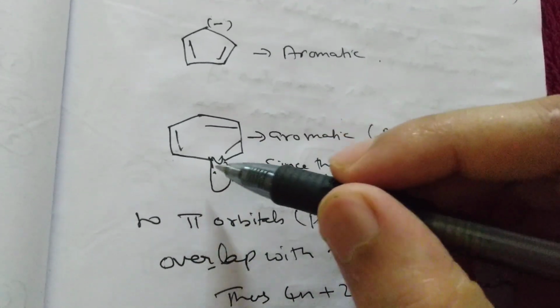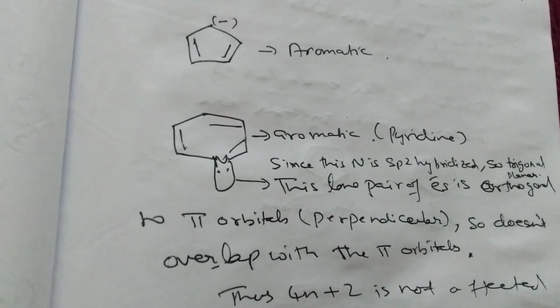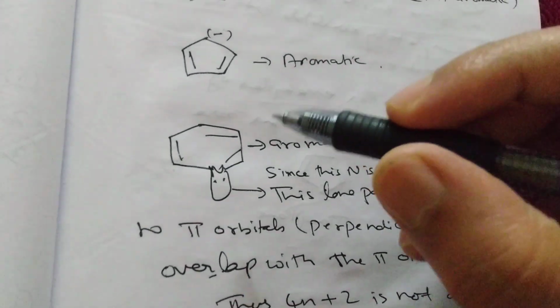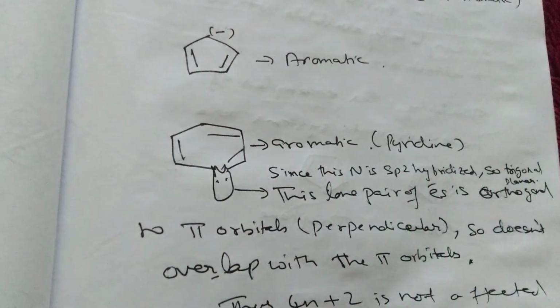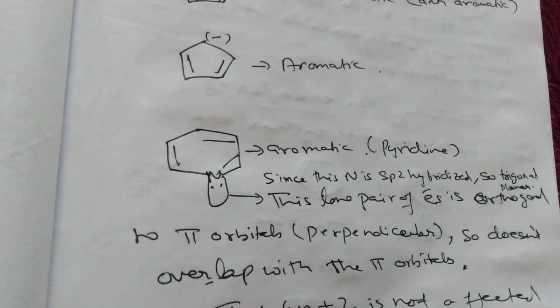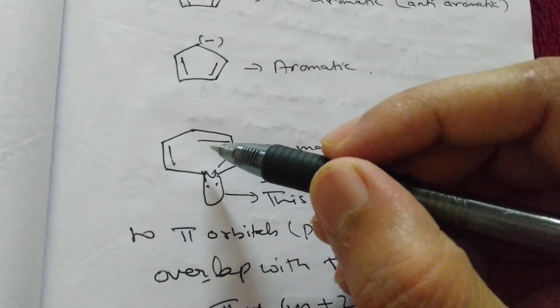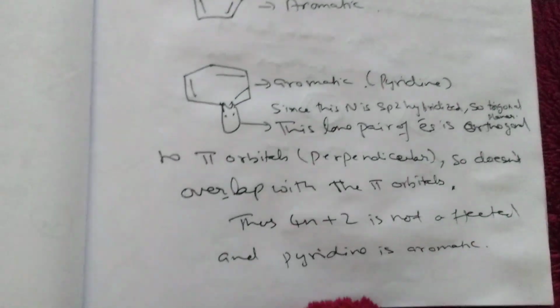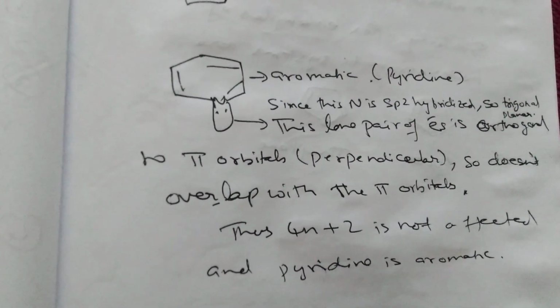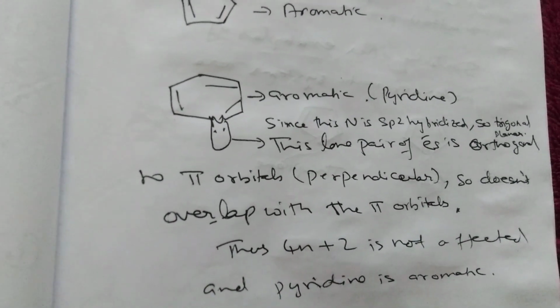So you cannot say it is having 6 plus 2, 8 electrons. So it is not following the 4n plus 2 rule? No, these 2 electrons are not part of the ring. So we don't bother about them. We bother only about these 6 electrons. So it is following the 4n plus 2 rule, and so it is aromatic.